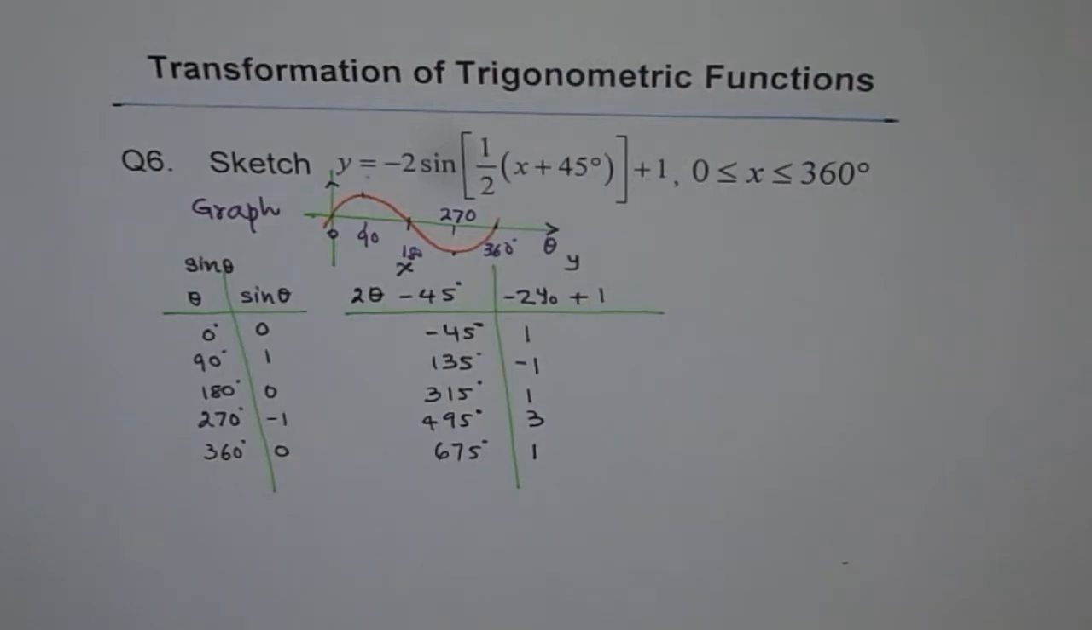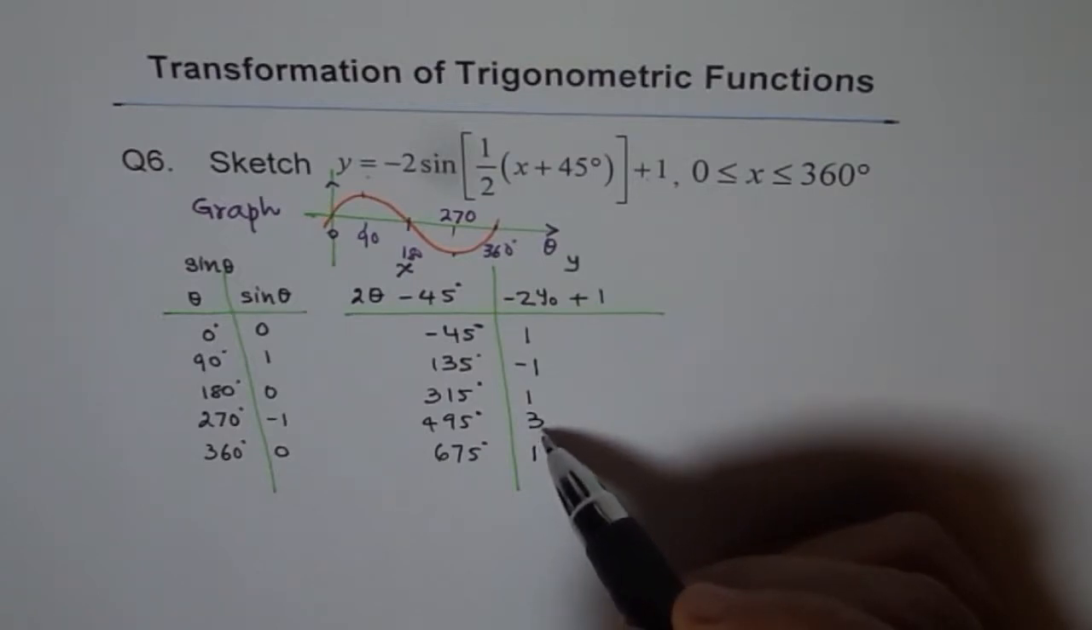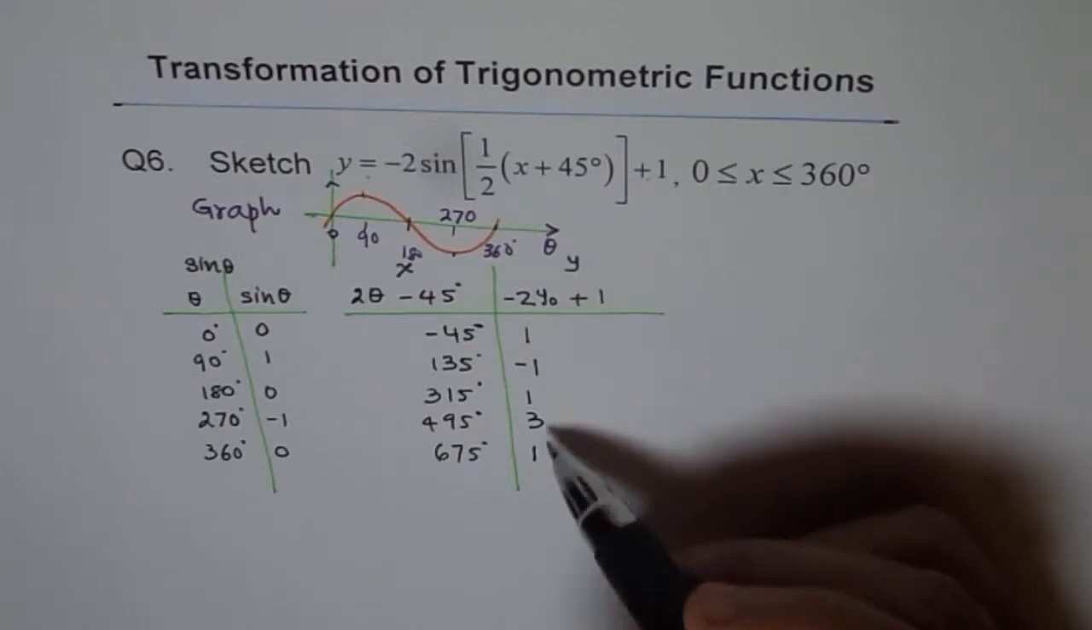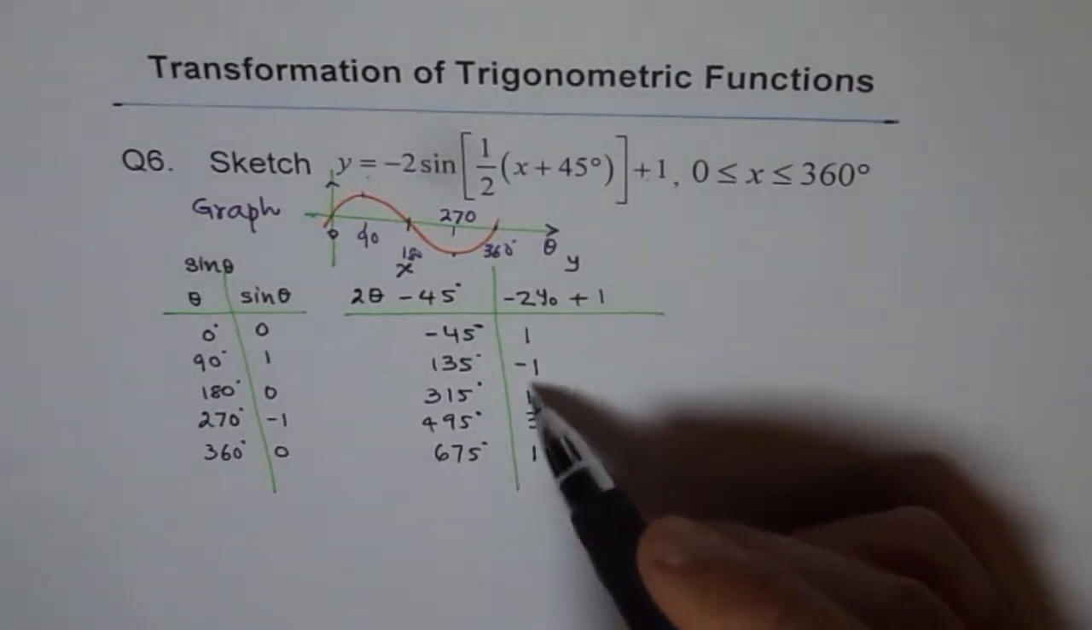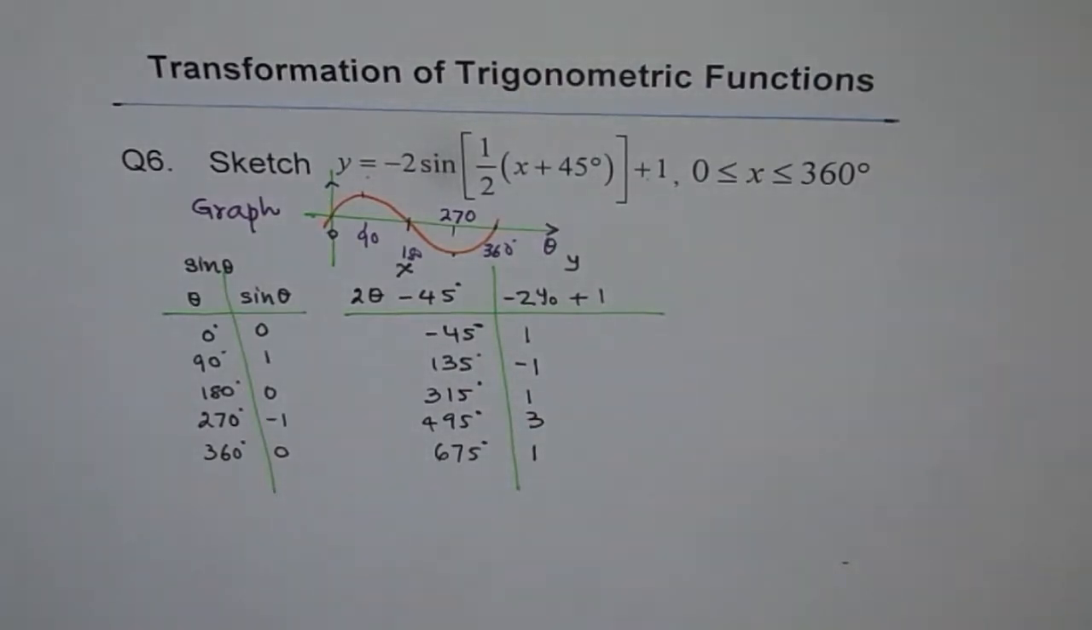So you see the value is moving from a maximum of 3 to a minimum of minus 1. So that is what it is, correct? And once you plot these on your graph, you exactly get your perfect graph.